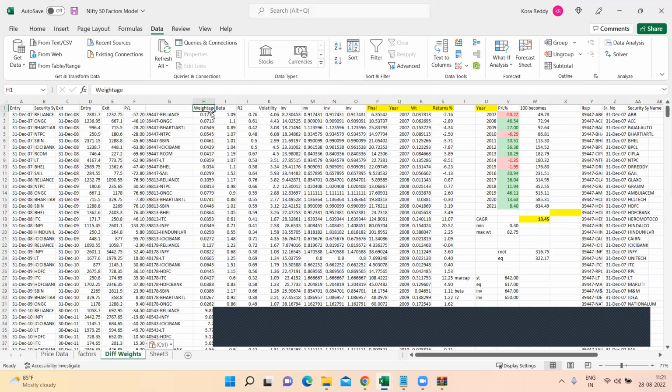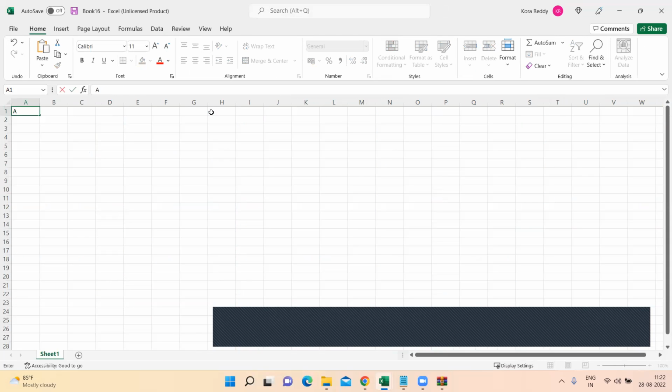So you have all these 4 factors pulled out from VLOOKUP for each year: beta, weightage, R2, and volatility. Suppose we have 4 stocks. This is our portfolio. Equal weightage means how much we allocate each? 25%.